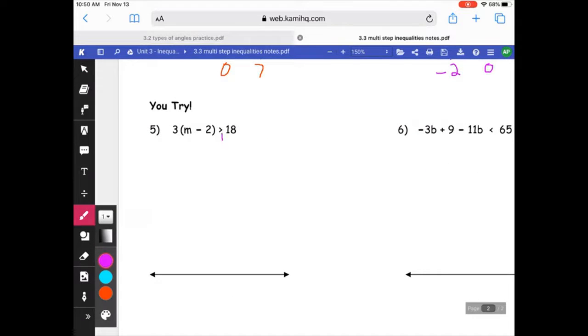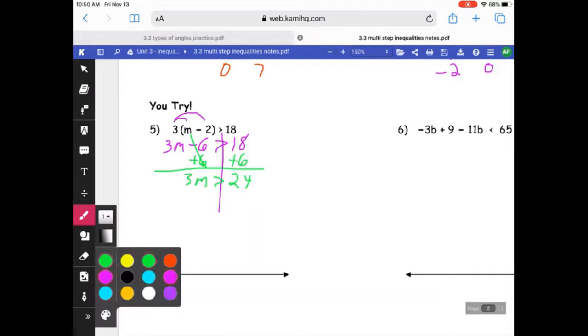So number 5. We have 3 times m minus 2 is greater than 18. We're going to apply the distributive property here. We're going to get 3m minus 6 is greater than 18. All right. Add 6 to both sides. On the left, my 6's are going to cancel. We're going to be left with 3m is greater than 24.